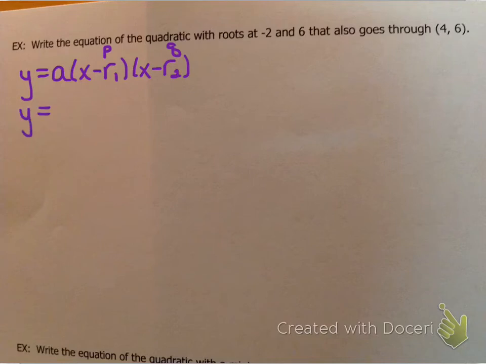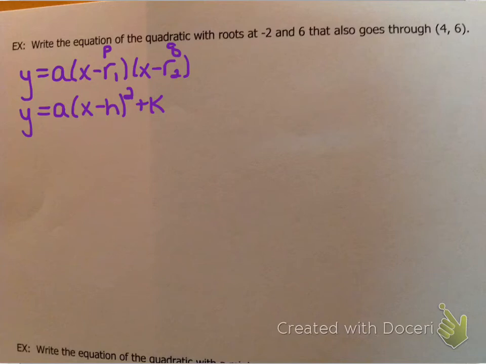The other version that you used was vertex form, where h and k were your vertex. And both equations had the same a value out in front. Which version of the equation you used depended on what information you were given in the word problem.